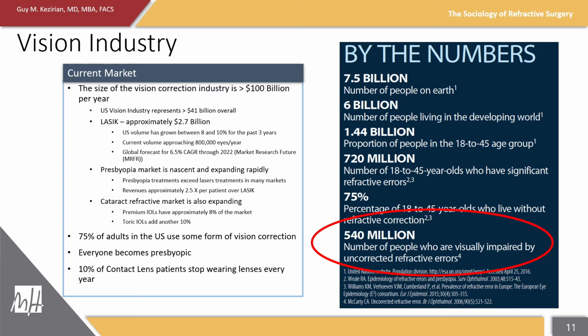Looking at the developing world, if we consider the total number of people on Earth, and that 6 billion people live in the developing world, and if we look at the age group of just young adults of 18 to 45 years old, there's 1.4 billion people. 720 million of these people have significant refractive errors, and 75% of these people live without refractive correction. It's because they can't afford it, they can't access it, it's not there. Maybe there are ethical and sociological barriers to it, as we'll talk about. But at the end of the day, we have about 540 million people who are functionally impaired with significant refractive errors that are going without correction.